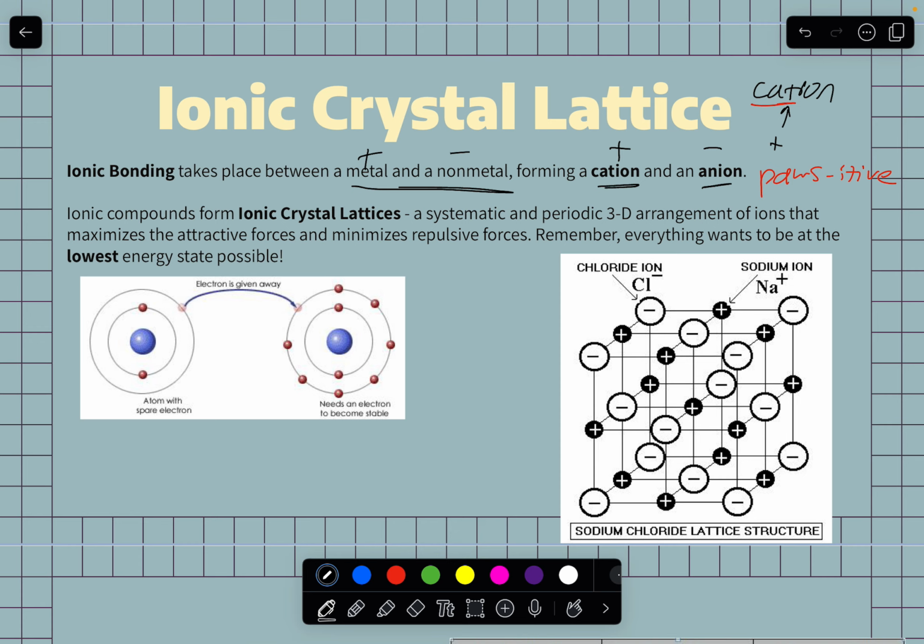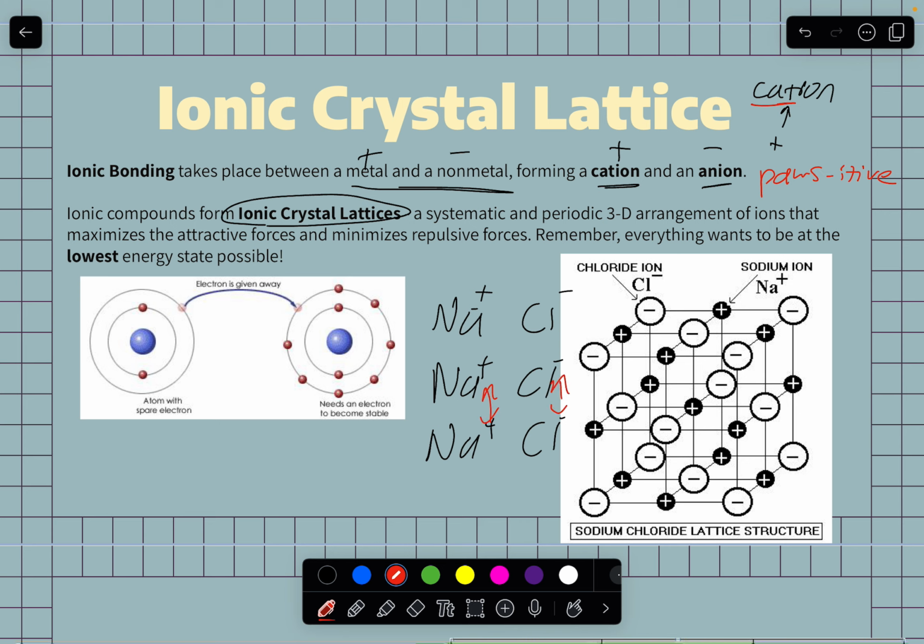Okay, but with ionic compounds, we typically form ionic crystal lattices. So these are 3D arrangements that minimize the repulsive forces between the atoms, right? So it's not just going to be sodium, chloride, sodium, chloride, sodium, chloride. They're not going to line up because the positives are going to repel. The negatives are going to repel each other, but we do want the positive and the negative to attract, right? So they're going to do what's in this image on the right here.